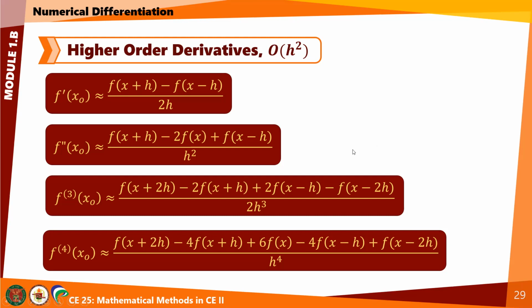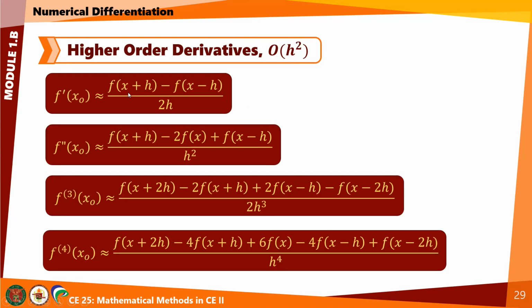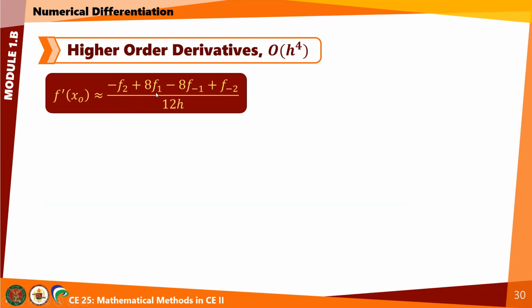Okay? So in order to shorten all of this, let's just shorten it using this notation. So F2, F1, F negative 1, F negative 2. What does this mean? F0 is the point that you want to get. F of x at 0 is the point that you want to get the derivative from.